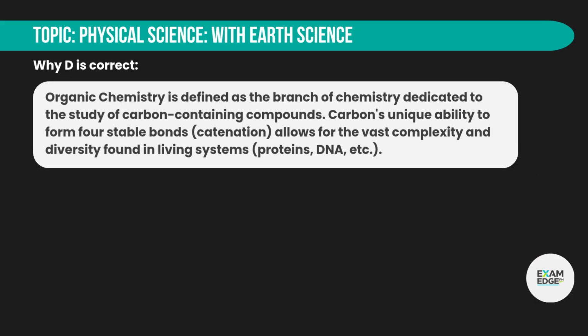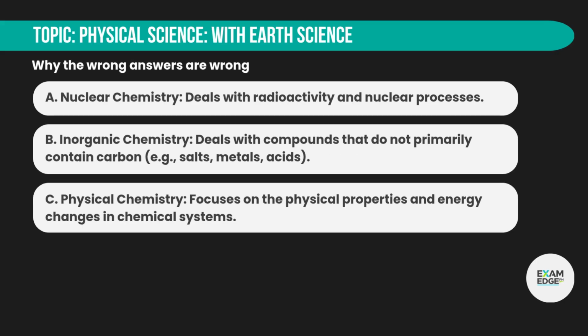Why D is correct? Organic chemistry is defined as the branch of chemistry dedicated to the study of carbon-containing compounds. Carbon's unique ability to form 4 stable bonds, catenation, allows for the vast complexity and diversity found in living systems: proteins, DNA, etc. Why the wrong answers are wrong?